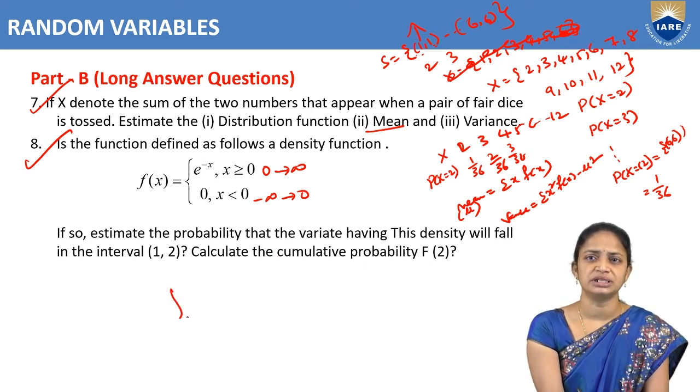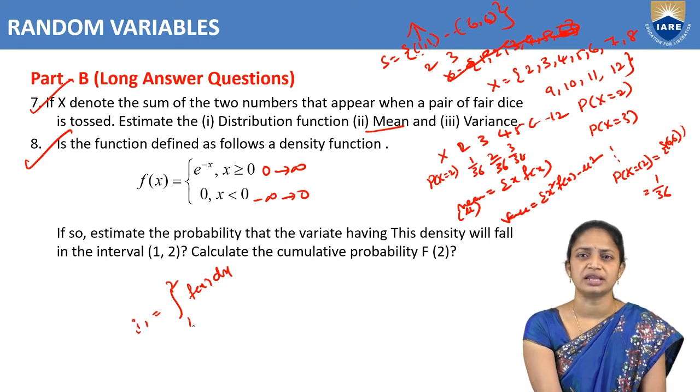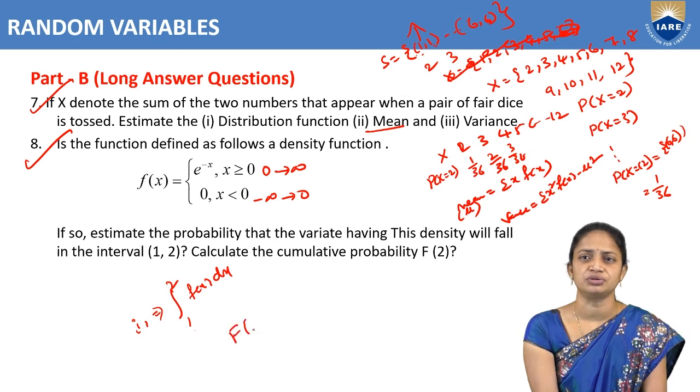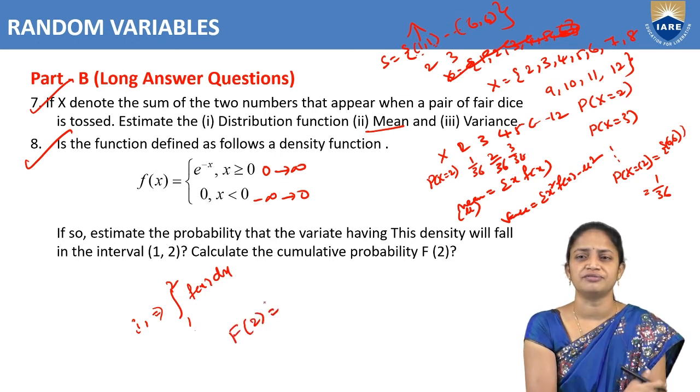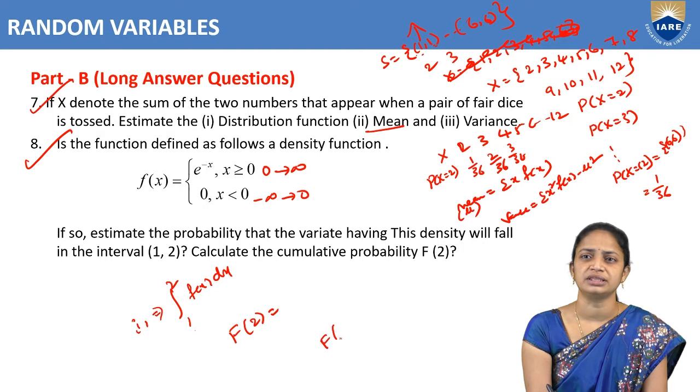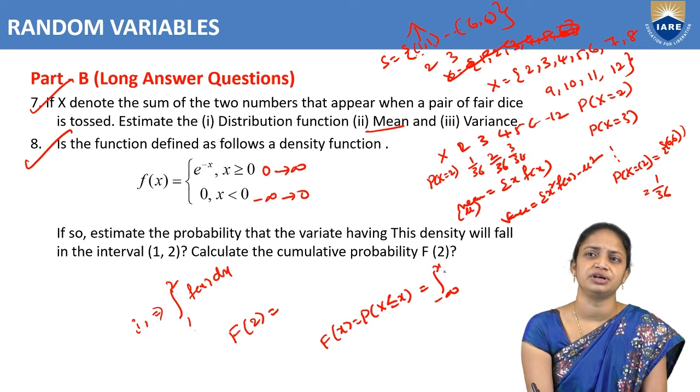So 1 comma 2 means here we need to calculate the integral from 1 to 2 of f of x dx. So for the first question we have to calculate integration over 1 to 2 f of x dx, and also we have to calculate F of 2. So here F of 2: we have one formula, that F of x is nothing but p of x less than or equal to x, which is equal to integration over minus infinity to x of f of x dx. Okay. So just we have to substitute the values here.